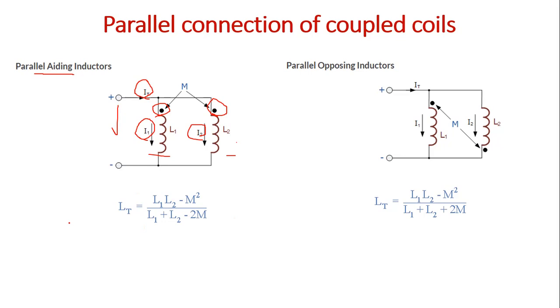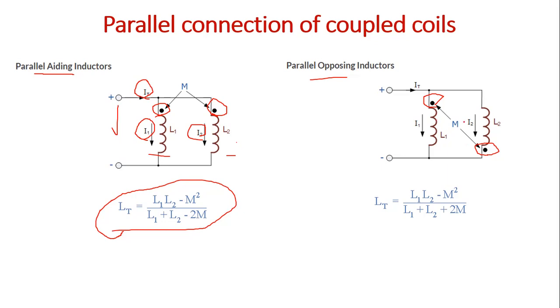Again, if we derive in the same way using KCL equations, we get this equivalent inductance value, that is L total is equal to (L1 L2 minus M square) by (L1 plus L2 minus 2M). This is for parallel aiding connection. Similarly, for parallel opposing we have two coils and the dots are placed at the opposite terminals. Here you can see the dots are placed across the opposite terminals.